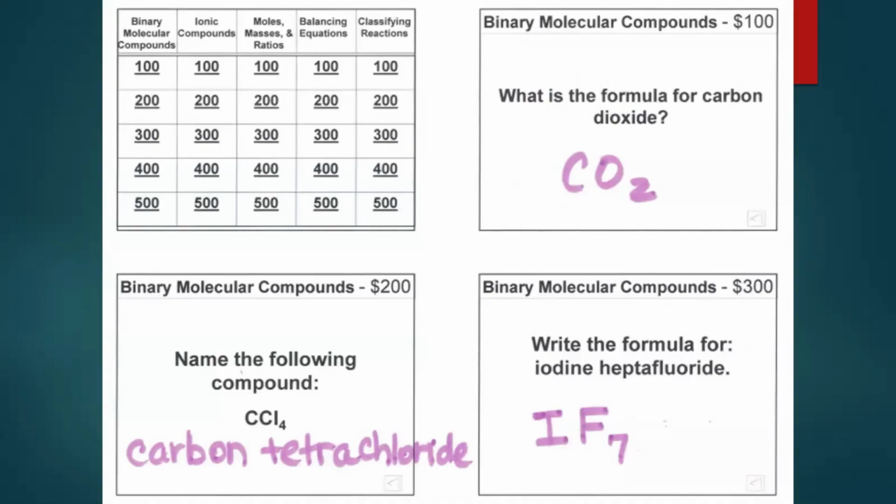So for the binary molecular compounds, make sure you look at those prefixes and use that for whatever number of each one of the elements.